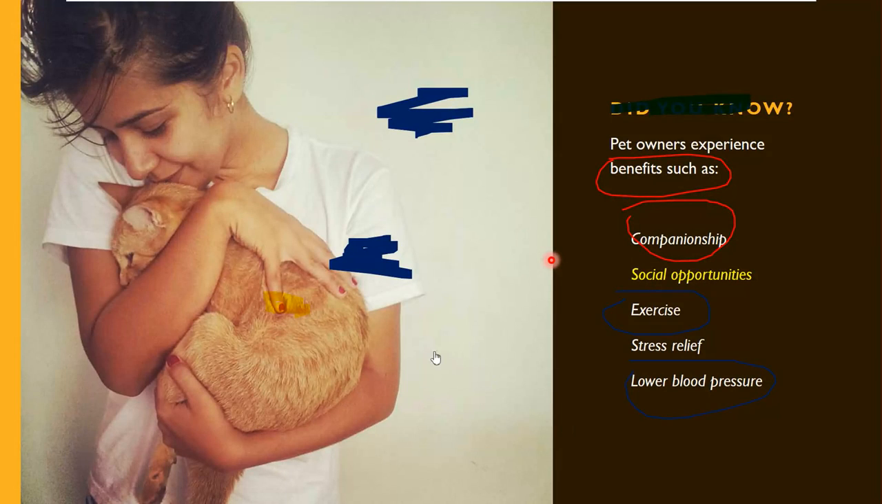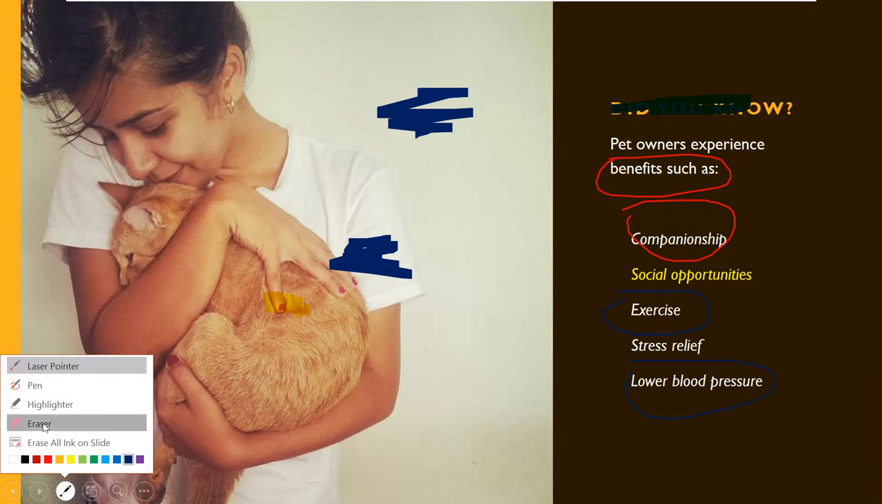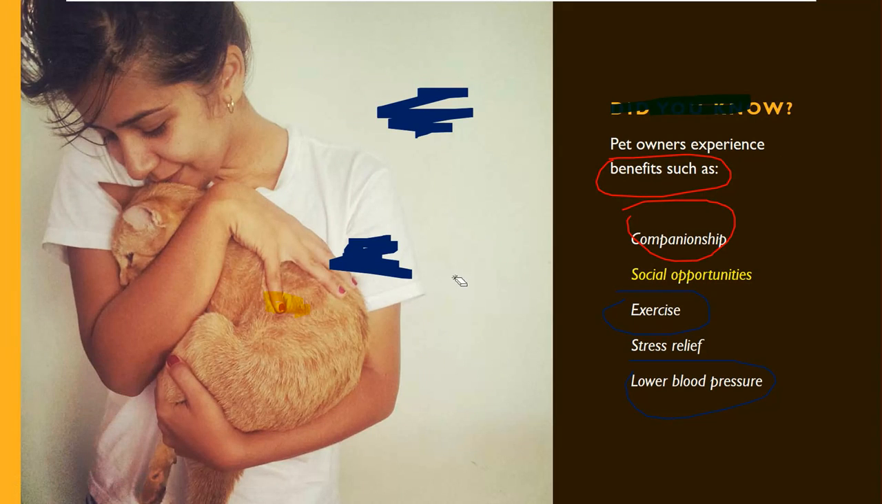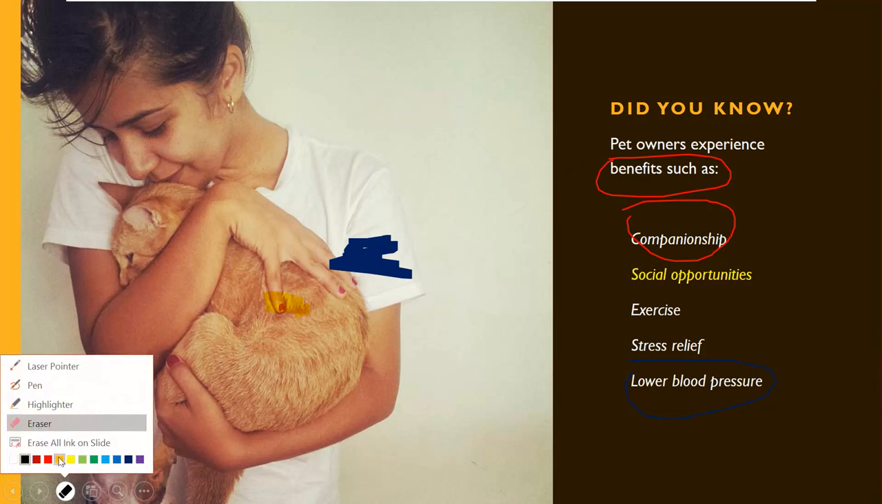So if I want to delete these, I'll go here, pen tool, and I say eraser. Now my mouse becomes an eraser. If I want to erase something, I click on it, and it is erased. Or if I want to erase all together, I say erase all ink.